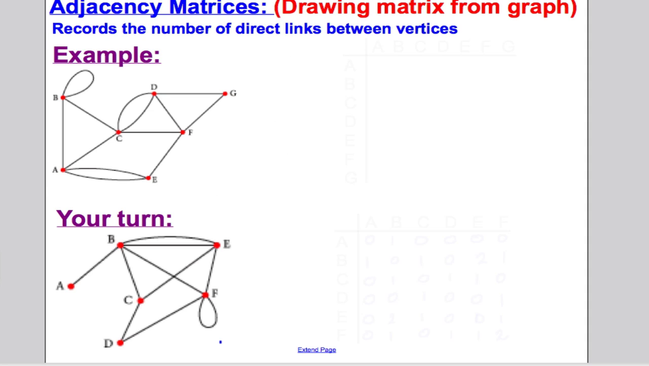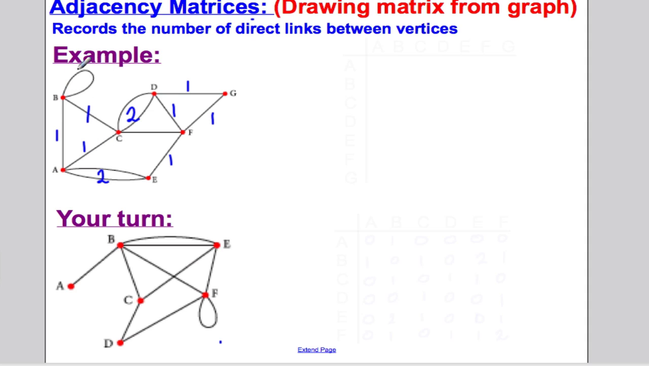In particular, let's look at this case here. Let's take A. Between A and B, there is one direct link between these vertices. Between A and C, there's one link. Between A and E, there's in fact two links. Between E and F, there's one link. Between F and G, there's one link. Between G and D, there's one link. Between D and F, there's one link. Between C and D, there are two links. And between C and B, there is one link.